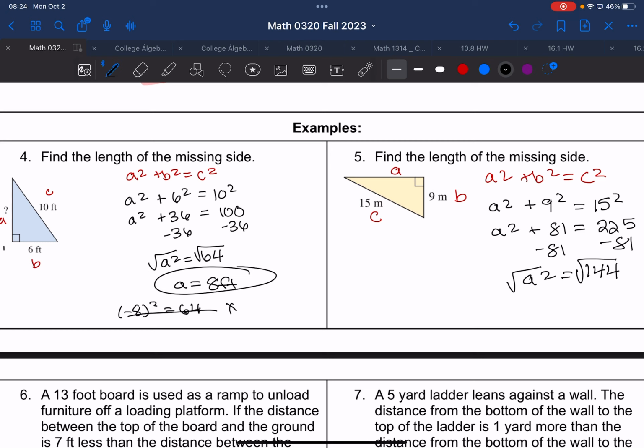So if I take the square root of both sides, I'm going to get what two possibilities? Positive 12 and negative 12. So I'm going to get a positive 12 and a negative 12. But the only possible answer here is going to be what? Positive 12, because we can't have negative 12 meters. So this is my answer, 12 meters.